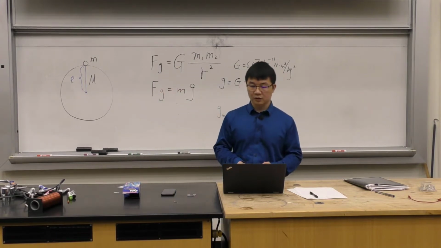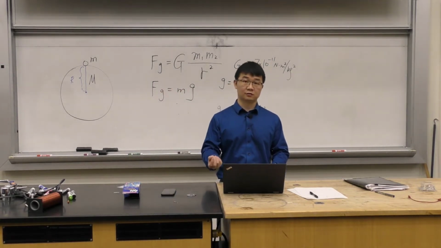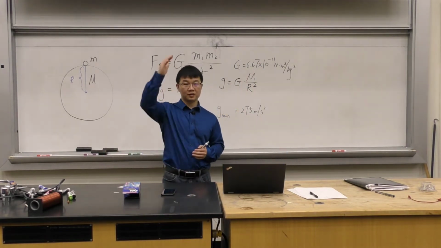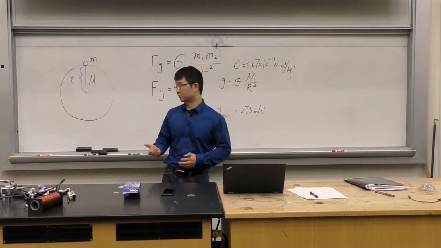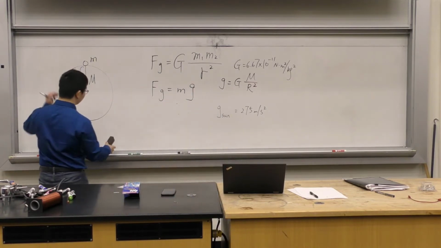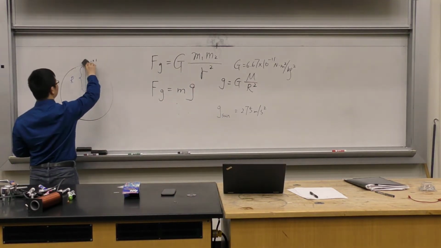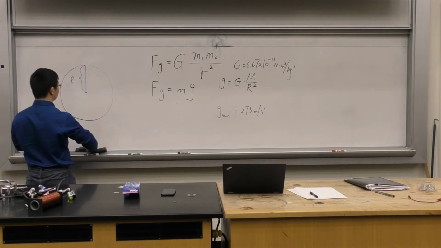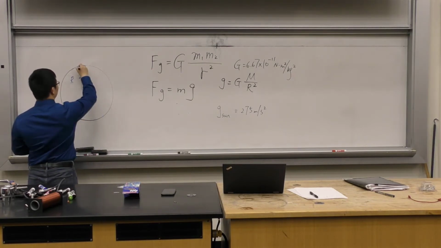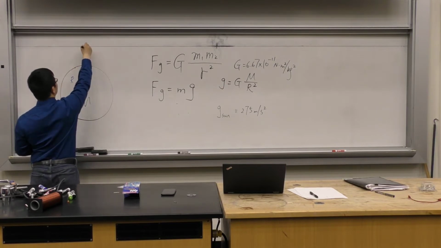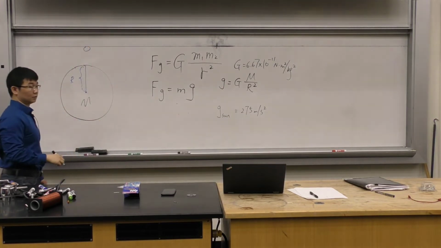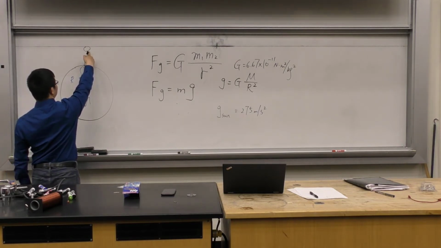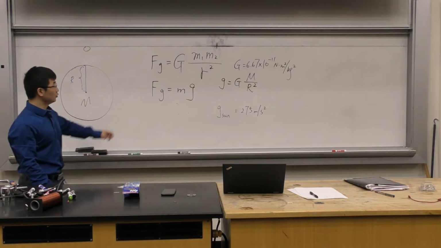Now, what if we want to find out the free fall acceleration at a point above the surface, right? Not like 10 meters above the surface, because 10 meters above the surface doesn't make any difference, right? Like a few hundred kilometers, okay? Say there's an object, this is still the Earth. Now the object is very high above the surface of the Earth. And then I still want to calculate the free fall acceleration of this object. I would still do this, right?